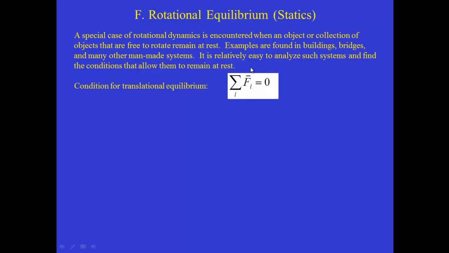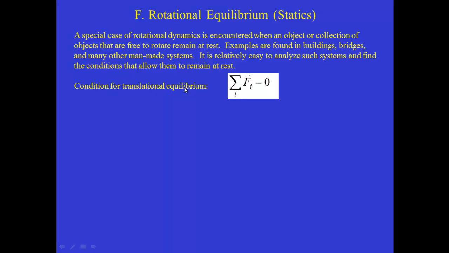So examples of problems like this are ones found in some type of mechanical structure, such as you might have with a building or a bridge or a beam that's being supported with a cable. And it's really easy to analyze these kinds of systems using Newton's second law, both for translational motion and for rotational motion. The conditions are simple.